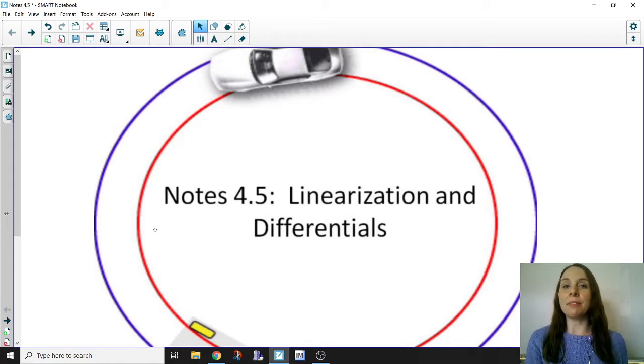This is the second video for this section, and in this video we are going to talk about approximating change with what is called differentials.